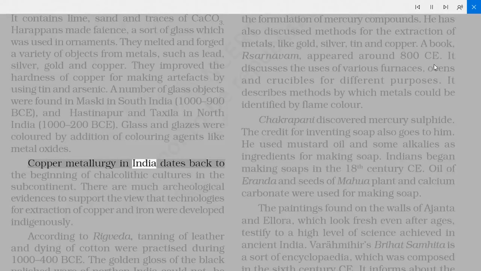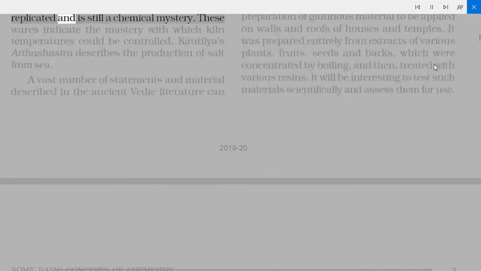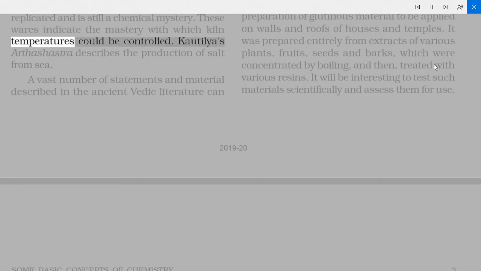Copper metallurgy in India dates back to the beginning of Chalcolithic cultures in the subcontinent. There are much archaeological evidences to support the view that technologies for extraction of copper and iron were developed indigenously. According to Rigveda, tanning of leather and dyeing of cotton were practiced during 1400 BCE. The golden gloss of the black polished ware of northern India could not be replicated and is still a chemical mystery. These wares indicate the mastery with which kiln temperatures could be controlled. Kautilya's Arthashastra describes the production of salt from sea.